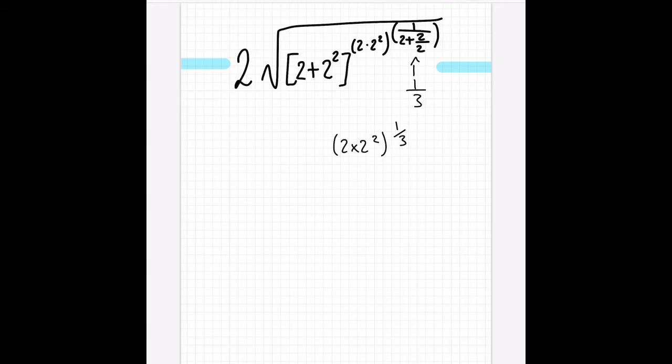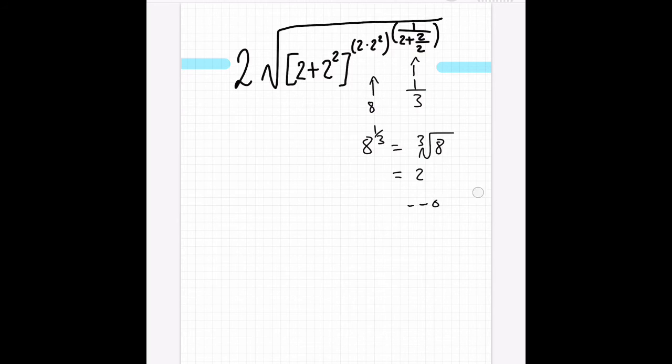Okay, and then we have 2 times 2 squared, 3. First of all, we do the brackets, so it's 2 times 4, which is 8. So, this is 8. Okay, and 8 to the power of 1 over 3 is just the cube root of 8, which is 2, because 2 times 2 times 2 is 8.